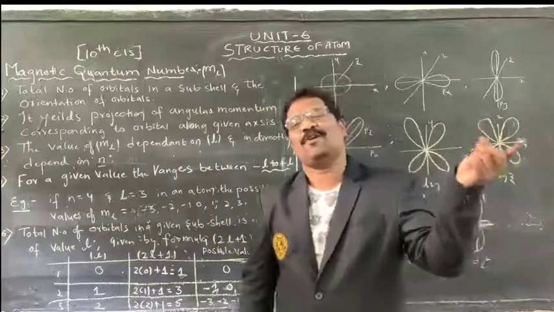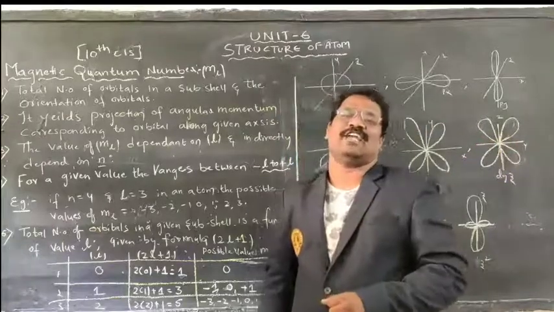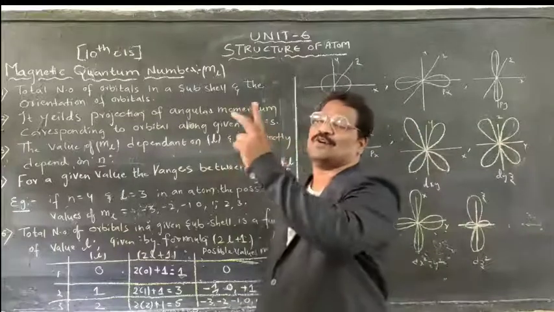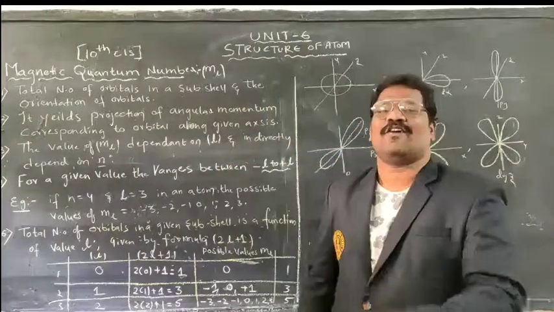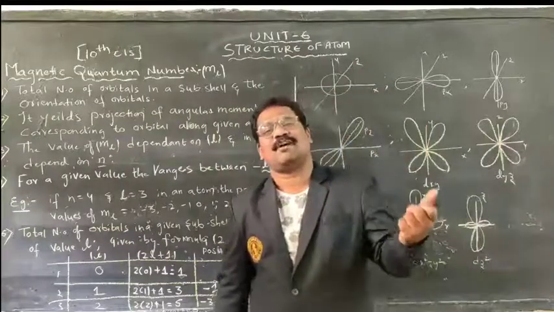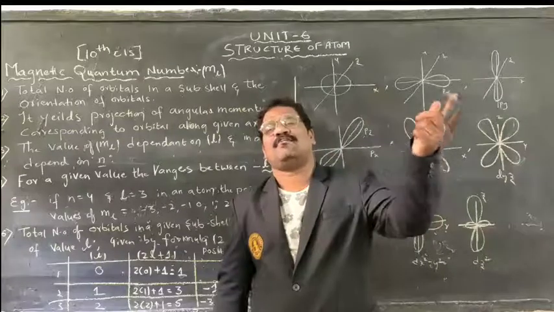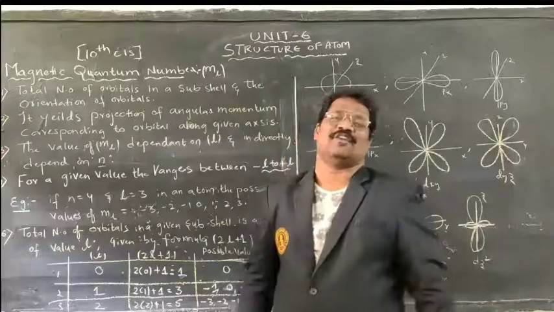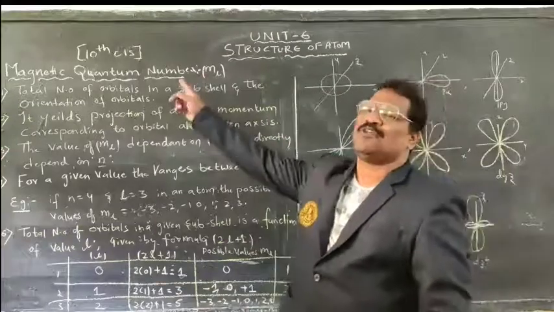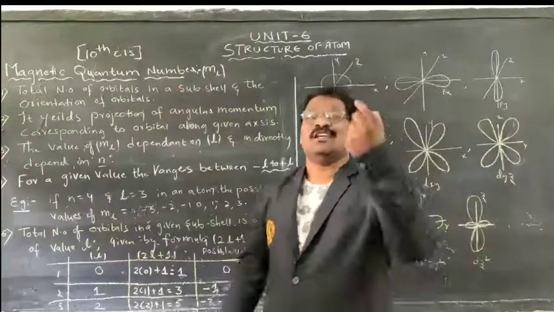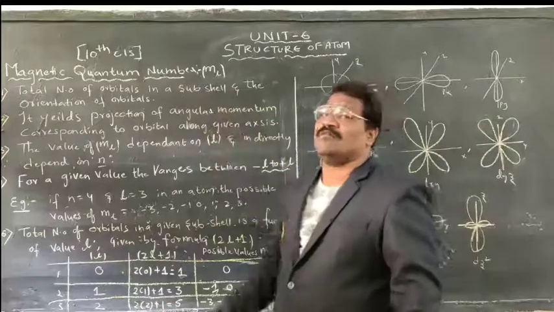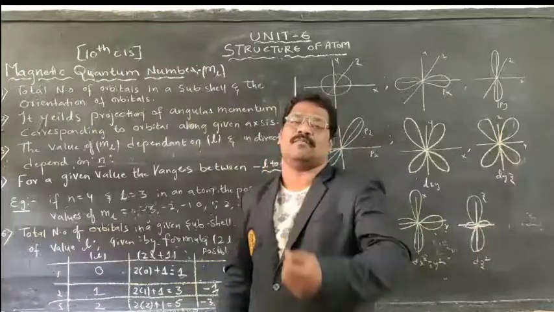The principal quantum number was discovered by whom? Niels Bohr, whose value is what? It is denoted by small n, positive integers 1, 2, 3, 4, and so on. The azimuthal quantum number was discovered by Sommerfeld. It depends upon the principal quantum number and takes values up to one less than the principal quantum number. The principal quantum number gives information about size as well as energy. The azimuthal quantum number gives information about the shape of the orbital.